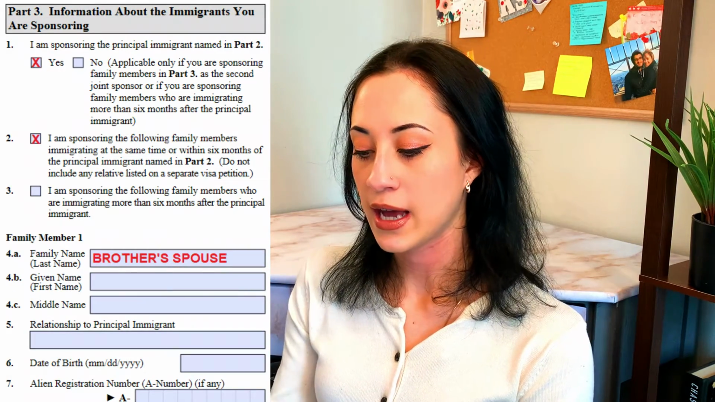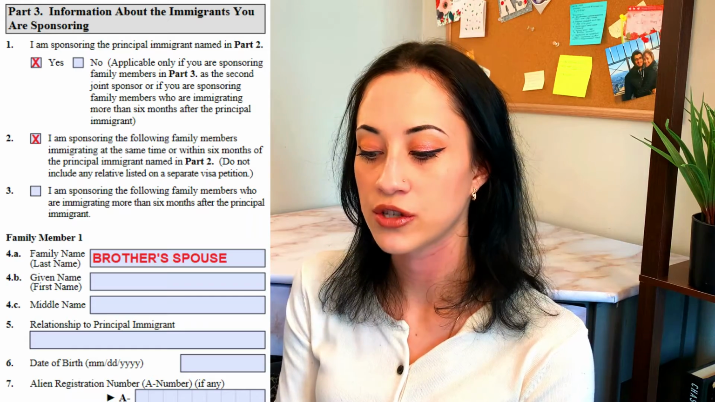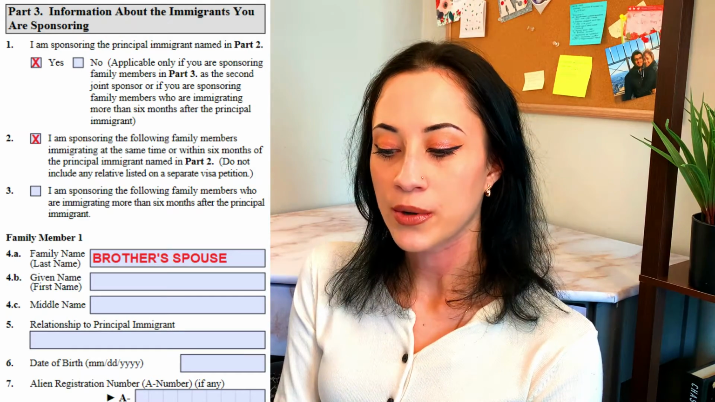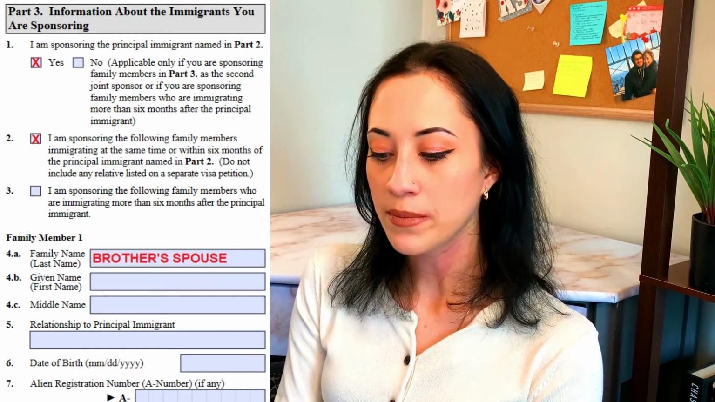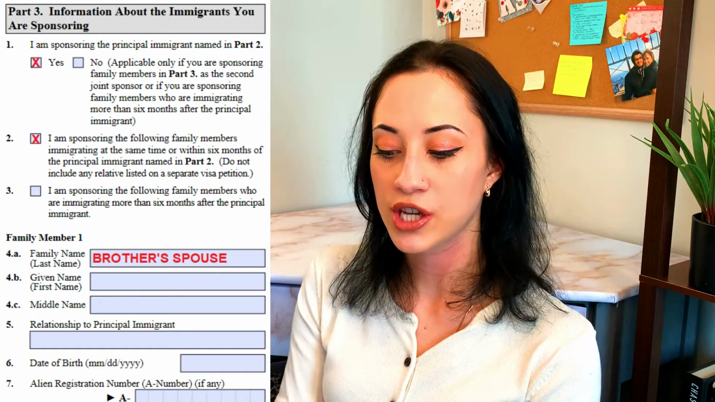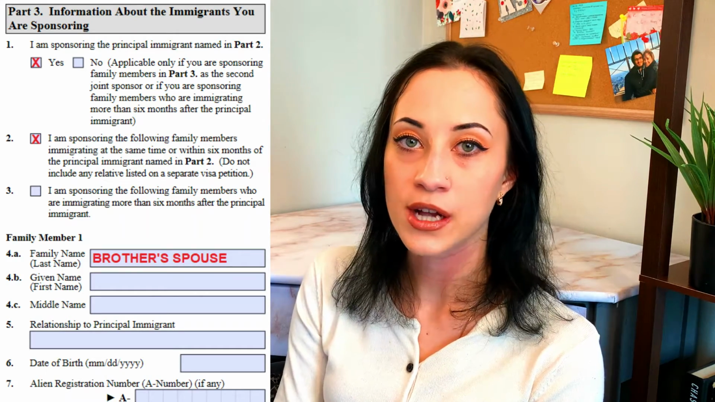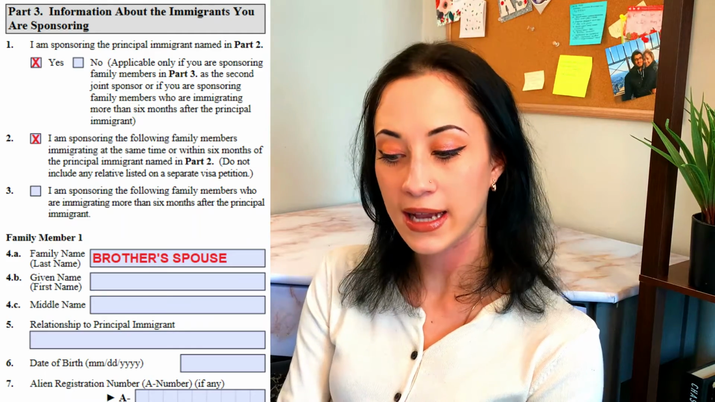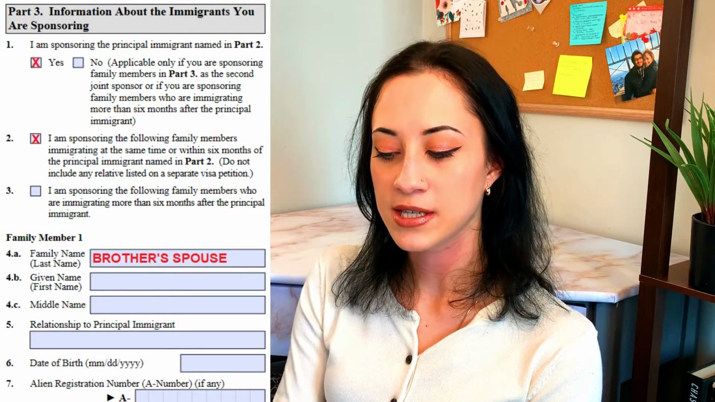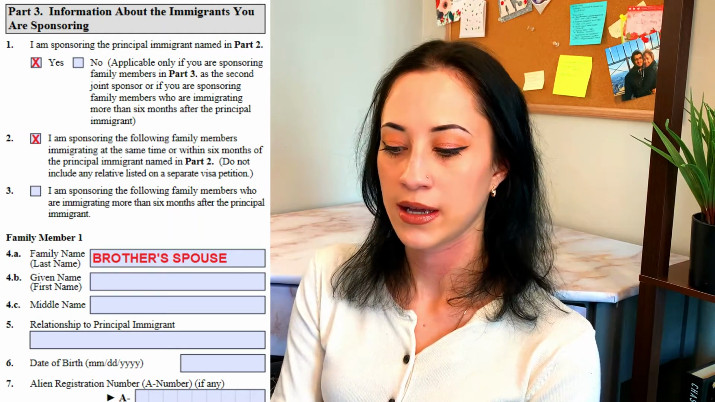Now also in the I-864 form, when you're filling out this information to sponsor your brother, you are going to answer yes under number 1, and then under number 2, you will also check off number 2, for example, if his spouse, your sister-in-law, and your nieces and nephews are coming with them. And then you will be putting in their names under family member 1, family member 2, etc.